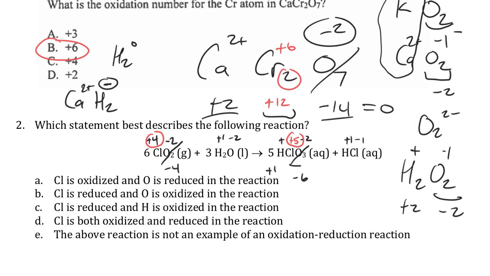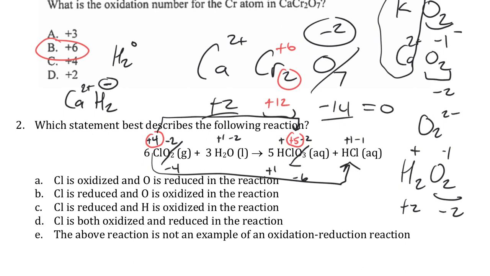Okay, so now which atoms underwent a change in this reaction? Did any atoms change oxidation state? Well, the hydrogens were +1 on both sides. Oxygens are -2 on both sides of the reaction. It's actually chlorine that's changing, either to +5 or to -1. So we have chlorine undergoing two changes.